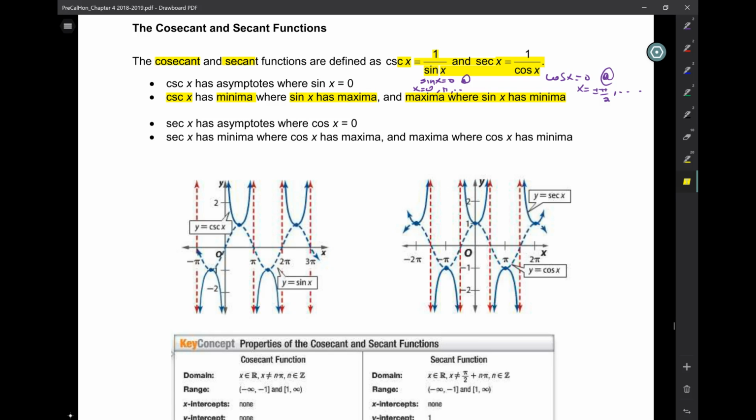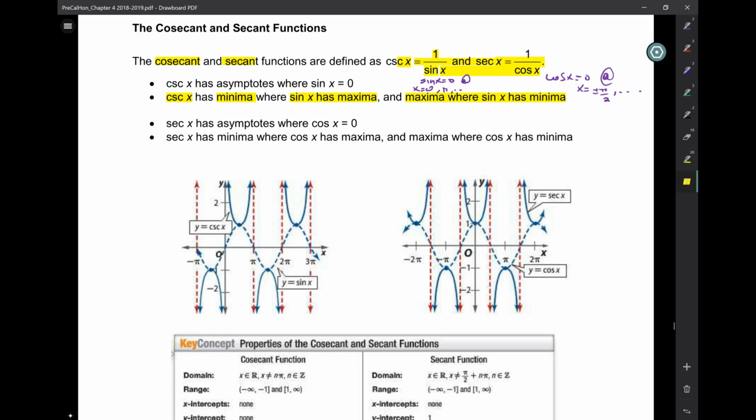So where sine has a maximum, cosecant has a minimum. Where sine has a minimum, cosecant has a maximum. At the end of the day, this is how it looks. It's the inverted version of the sine and the cosine. Do you see that? Between each pair of asymptotes, we take the sine or cosine graph, and then you invert it, and it's going to follow the asymptote down or up.